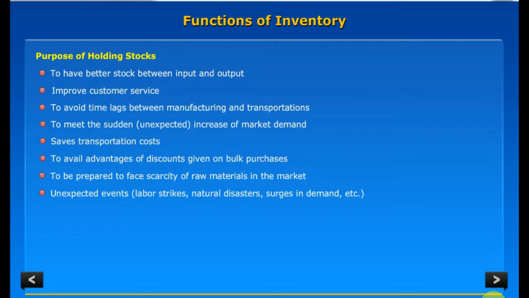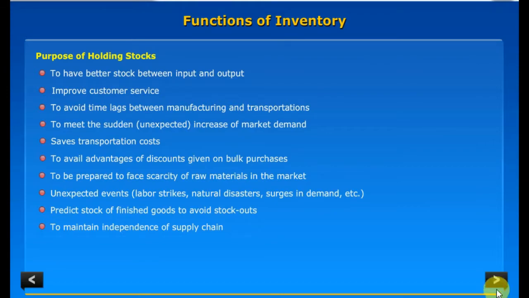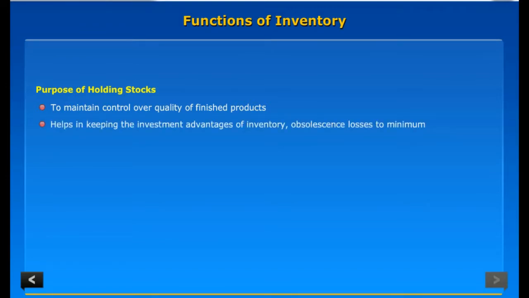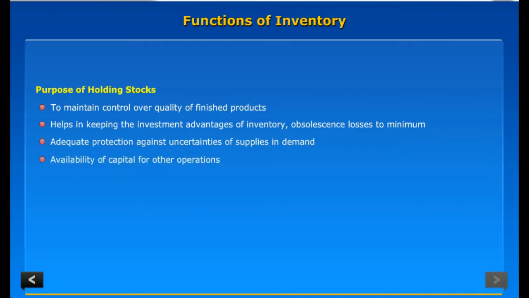Unexpected events: labor strikes, natural disasters, surges in demand, etc. Predict stock of finished goods to avoid stockouts. To maintain independence of the supply chain. To maintain control over quality of finished products. Helps in keeping the investment, advantages of inventory, and obsolescence losses to a minimum. Adequate protection against uncertainties of supplies and demand.